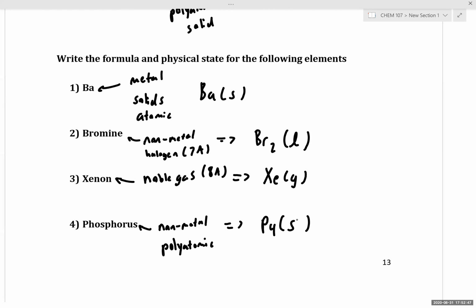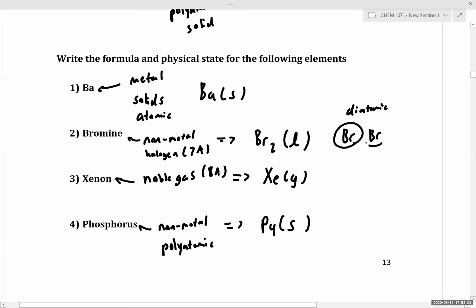So the number indicates the number of atoms in the formula for that element. So Br2, bromine is a diatomic element because we have 2 atoms of bromine in our chemical formula. The 2 is saying we have 2 bromine atoms in the formula. Did that answer your question?